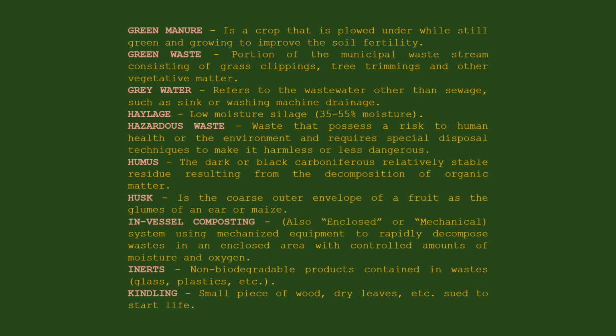Humus, the dark or black carboniferous relatively stable residue resulting from the decomposition of organic matter. Husk is the coarse outer envelope of a fruit, as the glumes of an ear of maize. In-vessel composting, also enclosed or mechanical system using mechanized equipment to rapidly decompose wastes in an enclosed area with controlled amounts of moisture and oxygen. Inerts, non-biodegradable products contained in wastes, glass, plastics, etc. Kindling, small pieces of wood, dry leaves, etc.